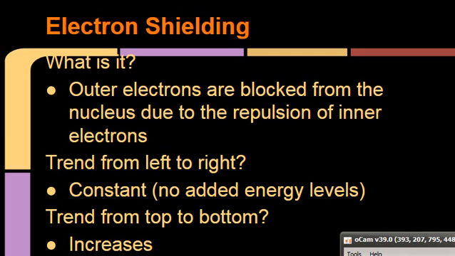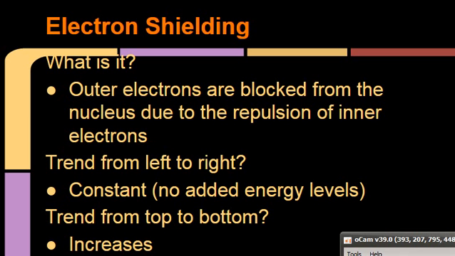Our next trend is electron shielding. In electron shielding, those outer electrons, otherwise known as valence electrons, are blocked from the nucleus due to the repulsion of our inner electrons. And the trend from left to right is going to stay constant because what really affects electron shielding is added energy levels. And we know that as you move from left to right across the periodic table, you don't change in energy levels. They're going to stay the same.